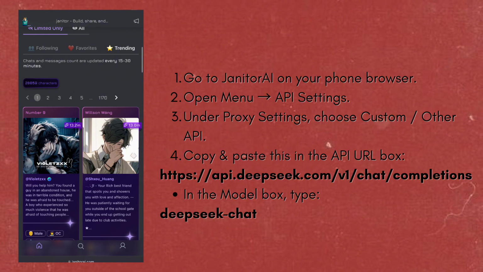Now under the proxy settings, just choose custom/other API. And just copy and paste this in the API URL box. I'm just going to be pasting it below, so you can just copy it and paste. Next, in the model box, you just have to type this: DeepSeek-chat. I'm also going to be pasting this in the description box.